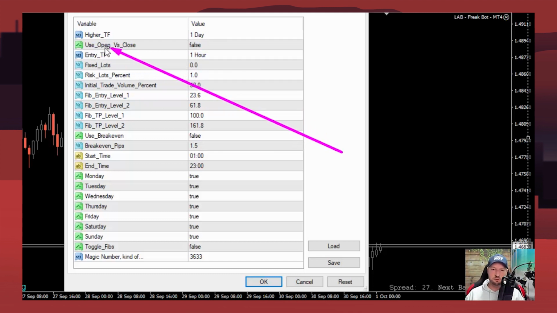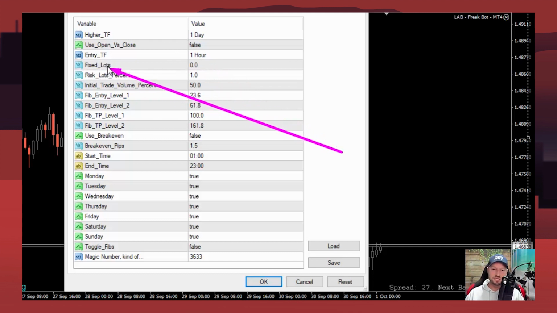Now you can actually toggle, as I mentioned, between the open versus the close of the day to be your entry level to work out whether or not you're in a range or not. So toggling that to true will give you the open, leaving it at false will give you the close. Now the entry time frame, as I mentioned, you could drop that down to like 5 minutes or 15 minutes, 4 hours if you wanted to even. It's up to you really, so you can have a play with that. I've only really focused on the 1 hour, especially with my testing.